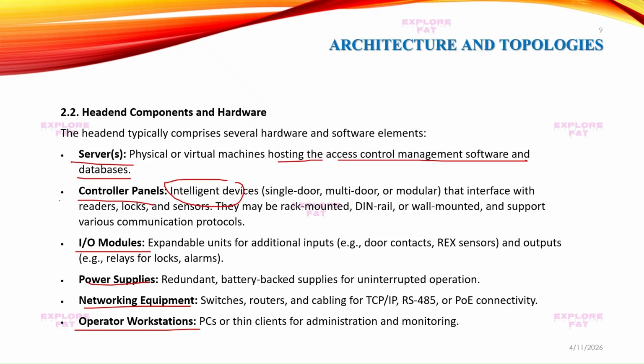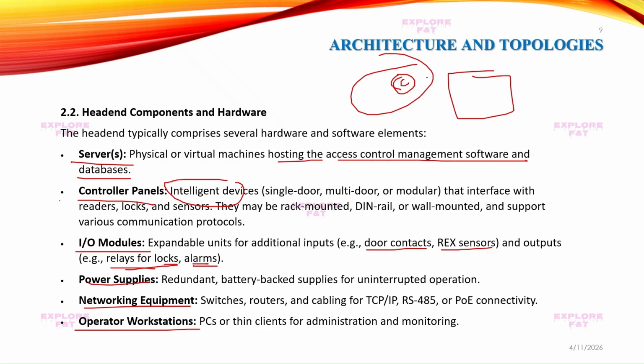IO module: an expandable unit for input and output. Suppose inputs will be door contacts and REX sensors, and outputs will be relays for locks and alarms. If you have to add any additional door contact without a reader, you need to add an IO module, an input-output module. For door contacts you add an input module, and for relays for locks you add an output module. Power supply: redundant battery-backed supplies for uninterrupted operation.